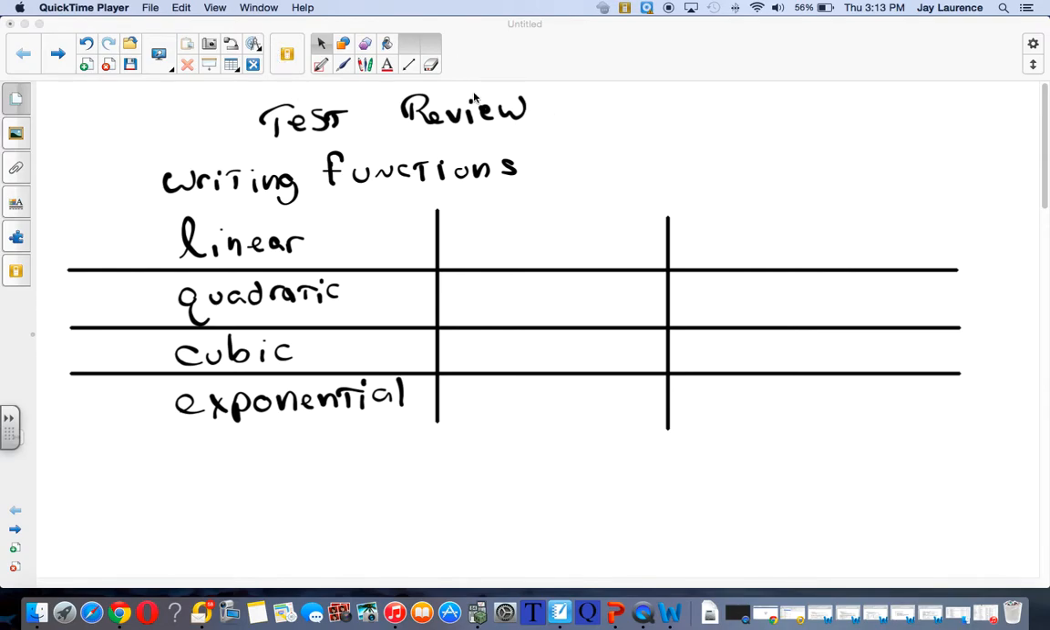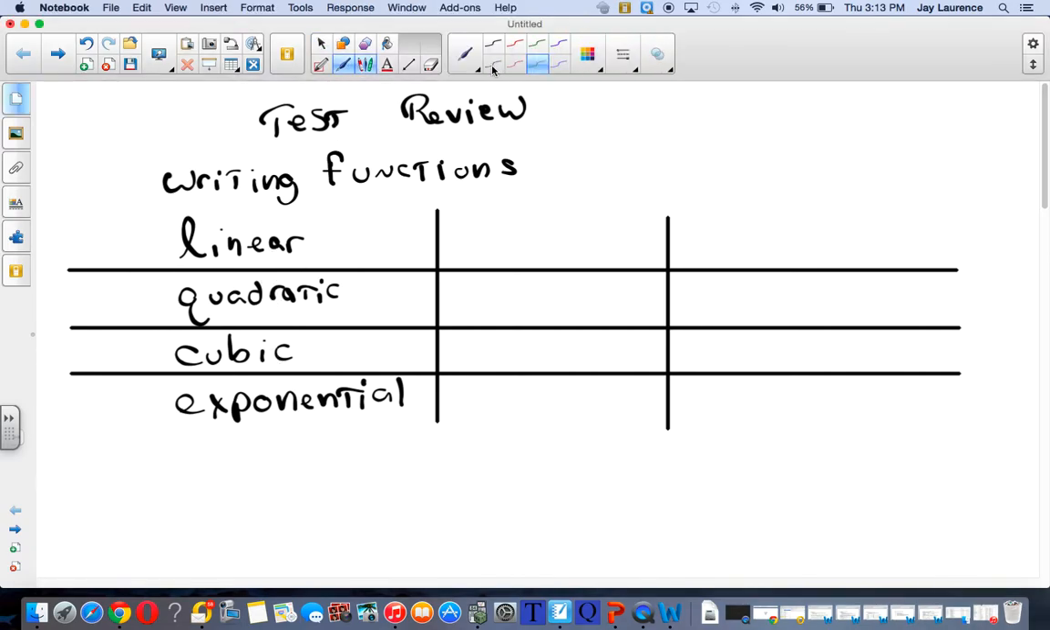All right, so first of all, we have to know how to write functions. And remember, there's different types of functions we know how to write: linear, quadratic, cubic, exponential. A linear function might look something like f of x equals 3x minus 5. We'll have a sequence of numbers that'll get us this function, but you should know how to do it. You should know it's linear because it's to the first power.